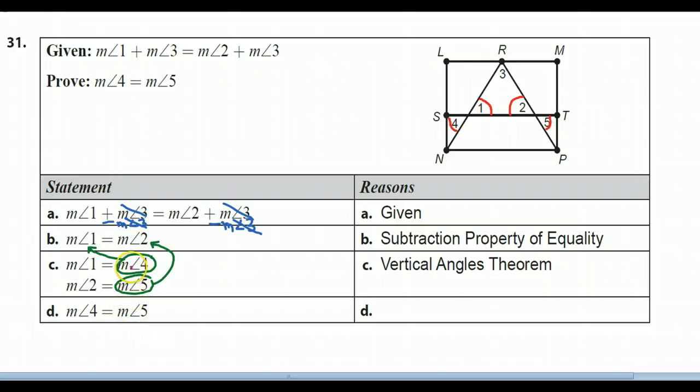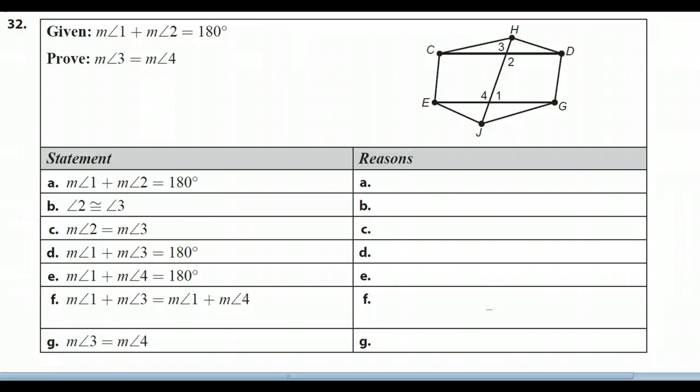So how did I get that? Well, I took angle 4 and substituted it into this equation for angle 1. And I took angle 5 and substituted it into this equation for angle 2. And I'm just writing the conclusion of that substitution process. So the reason that you can get that angle 4 and angle 5 are equal is by the substitution property. And you can write "of equality" to make it most correct. But for sure, get the substitution property part in there. Definitely need that part. And then you're done, because your last statement is this proof statement right here.